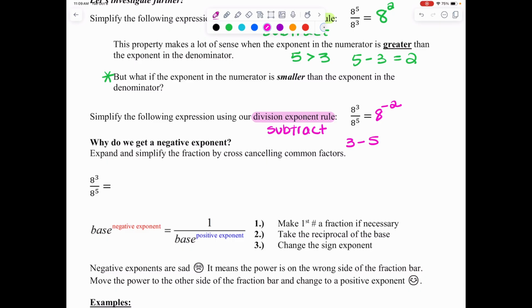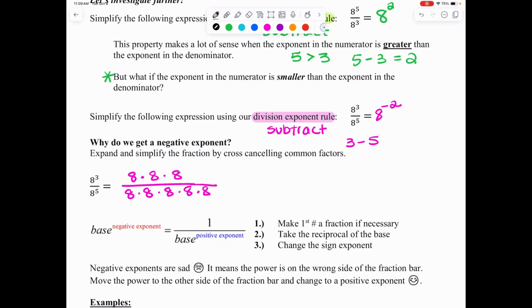So why do we even get a negative exponent? Let's look at it in a different way. We're going to go back to how we investigated our other rules. We're going to expand and simplify the fraction by cross-canceling those common factors. So 8 to the third, the base is 8, and we're going to multiply it by itself 3 times. On the bottom, the base is also 8, but we're going to multiply it by itself 5 times.